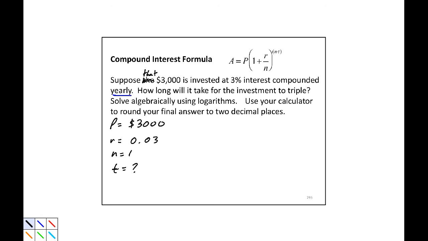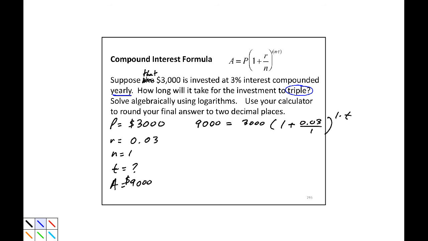Now, I'm going to fill in the values that I know into the compound interest formula. I don't know the future value, A. But I do know that my investment is tripling, which means that it is $9,000 at some point in the future. I'm just trying to find when. So the equation is 9,000 equals 3,000 times (1 plus 0.03 divided by N, which is 1), all raised to the 1 times T. The exponent is 1 times T.